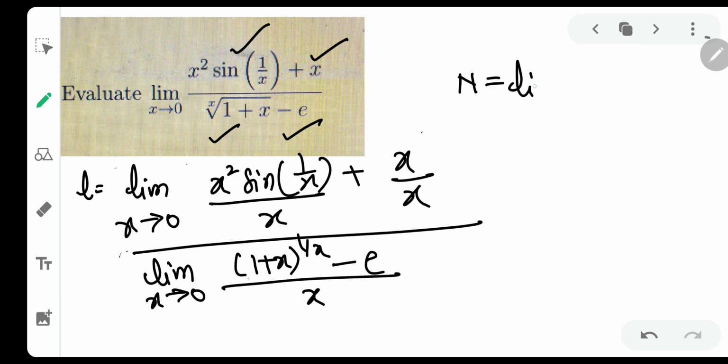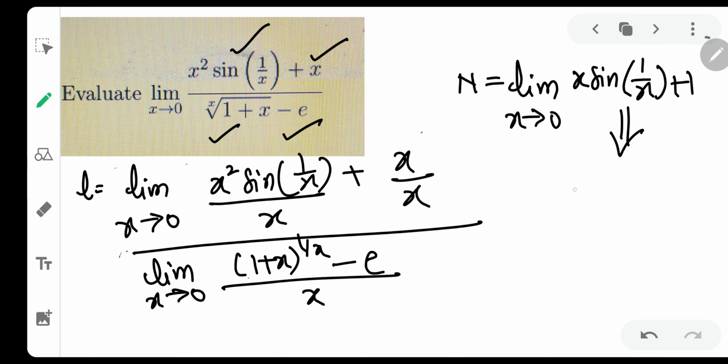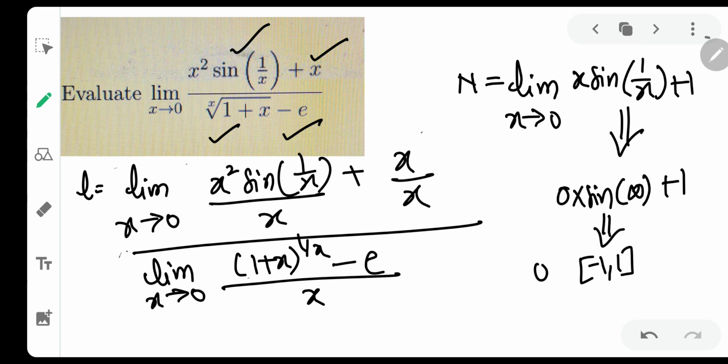Numerator, if you check carefully, it will be limit x tends to 0, x sin(1/x) + 1, right? Only talking about the numerator. Now you all know that this is nothing but 0 into sin(1/0), which is infinity, plus 1. Sin of infinity again is a finite value between minus 1 to 1, and that is then multiplied with 0. So 0 into anything is 0. Anything means any number which is between minus 1 to 1 gives 0. 0 plus 1 is 1. Basically this numerator, which I'll show you with a red bracket, is actually equal to 1.